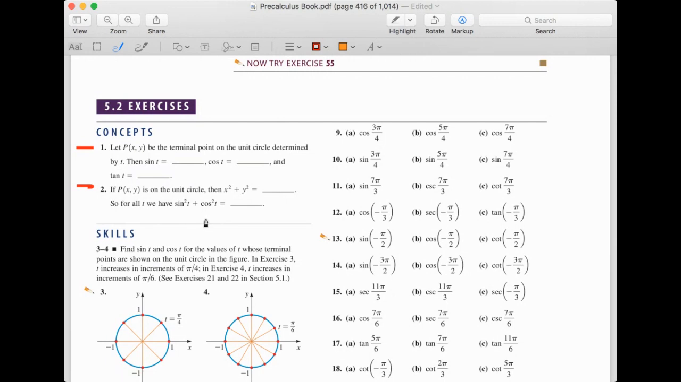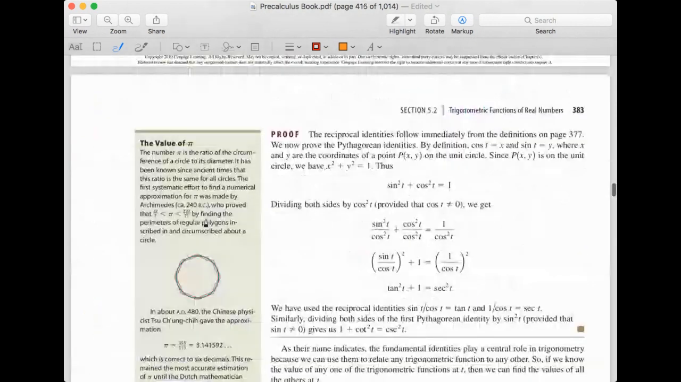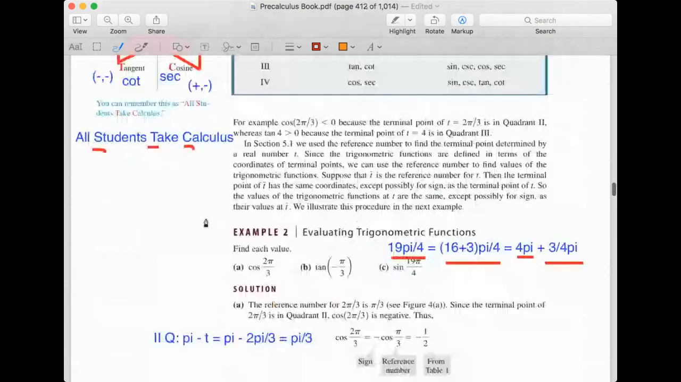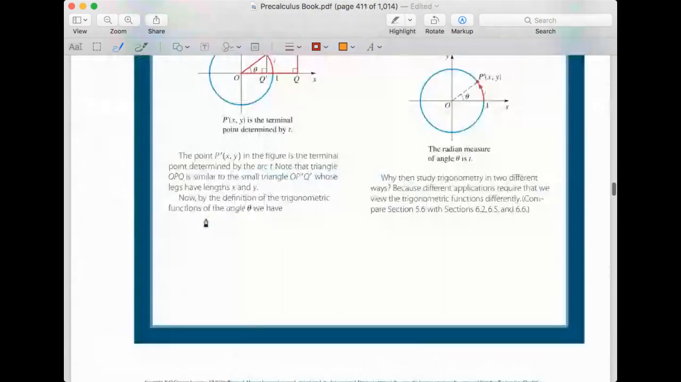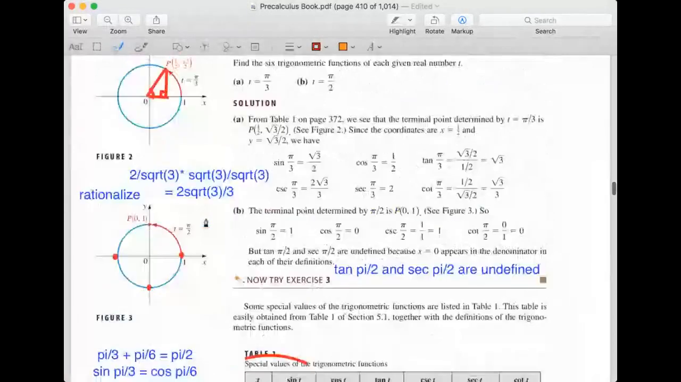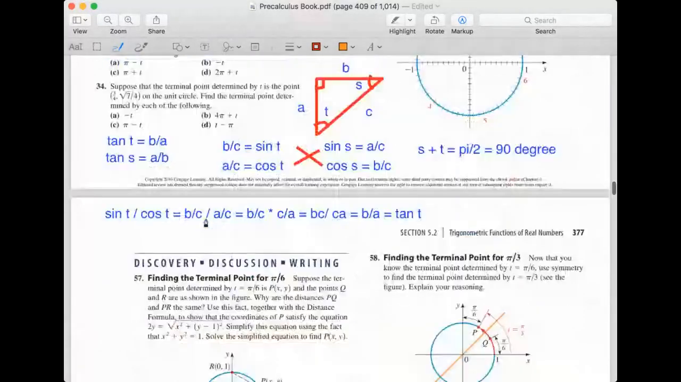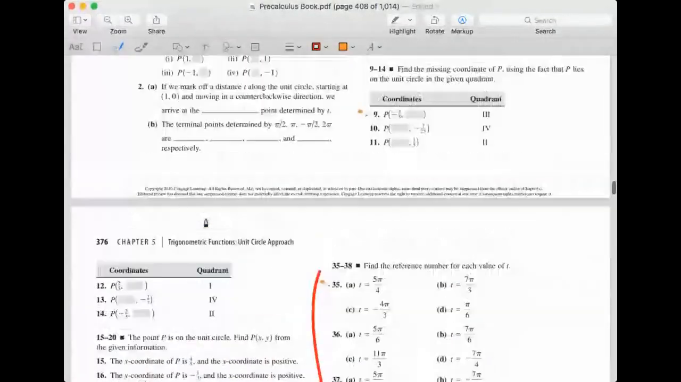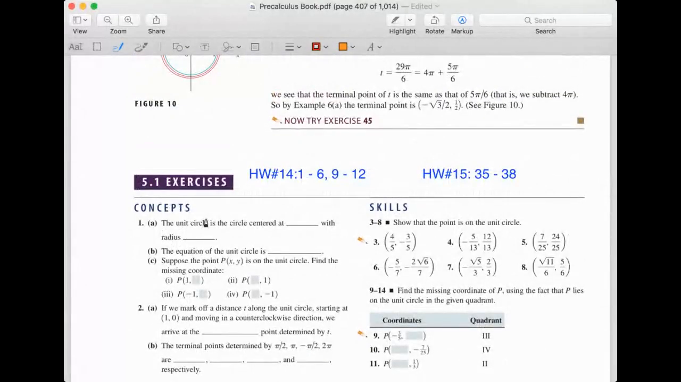Let me just add to the homework. So homework 15, I assigned you for 5.1, 35 to 38, 5.2.